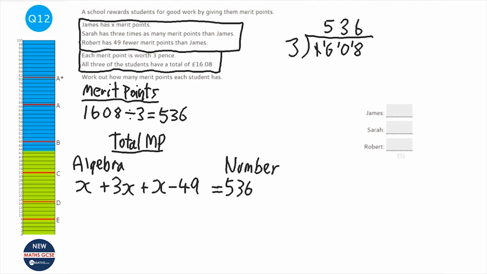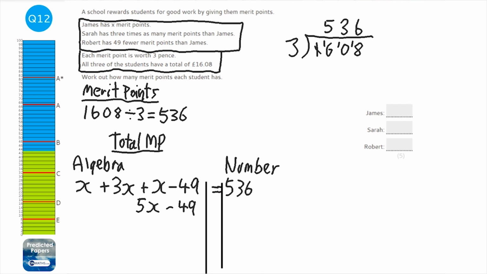Now, whenever we solve, always put lines down where the equal sign is. Now I'm just going to collect the like terms. So x plus 3x plus x is 5x. I'm not going to do anything with anything else just yet. Okay, now we've got a minus 49 there, so to get rid of that I'm going to plus 49 both sides.